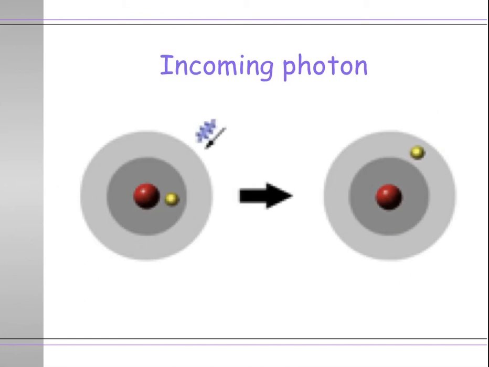When we have the opposite, energy coming into the atom or hitting the electron, the electron gains that energy and moves from being close to the nucleus to being further away from the nucleus. So the electron moves from a low energy level to a higher energy level.